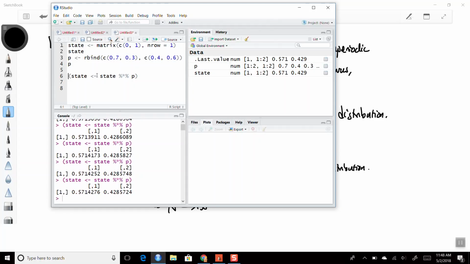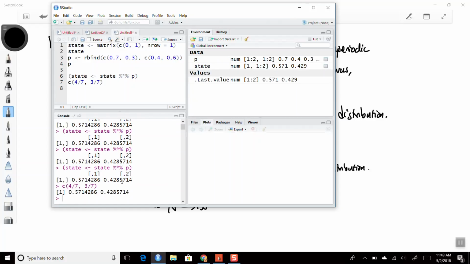We can see that indeed we have reached a state where it no longer changes, okay? 0.5714286 and 0.4285714. So this state again is equivalent to 4/7 and 3/7.